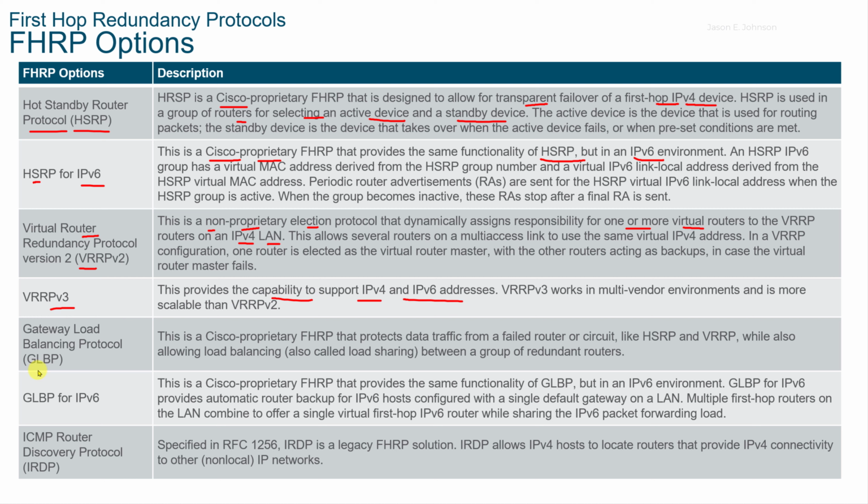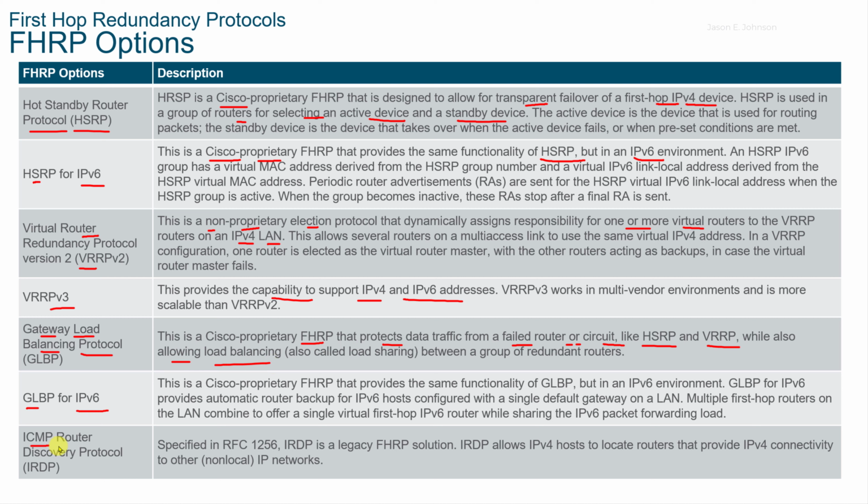And then you have the GLBP, the Gateway Load Balancing Protocol. That's a Cisco proprietary FHRP. It protects data traffic from a failed router or circuit, like HSRP or VRRP, while also allowing for load balancing. And then you have GLBP for IPv6.